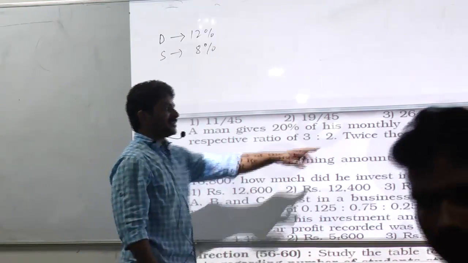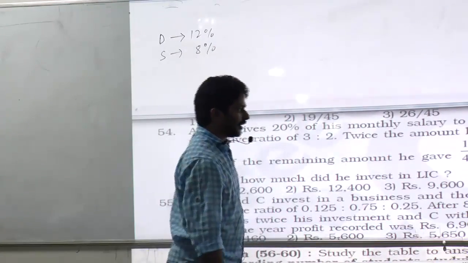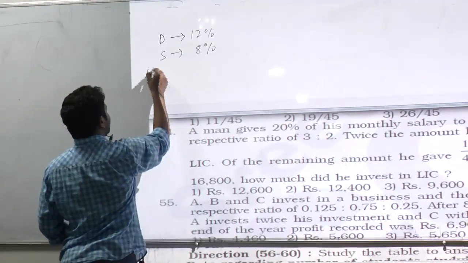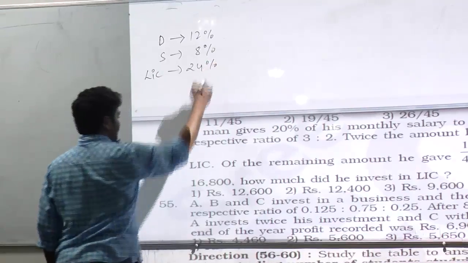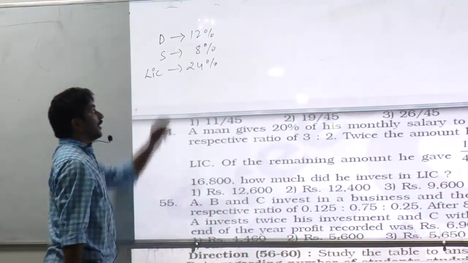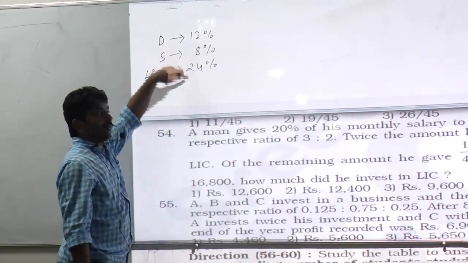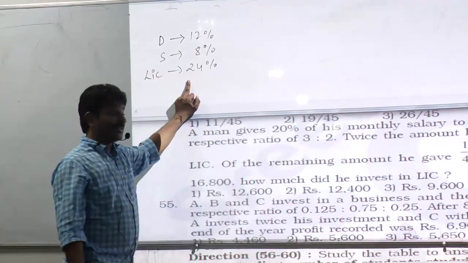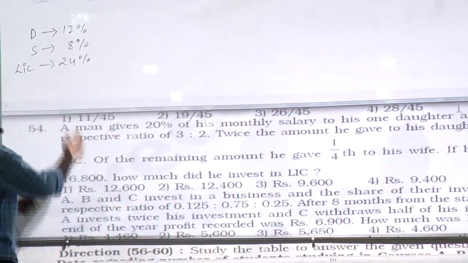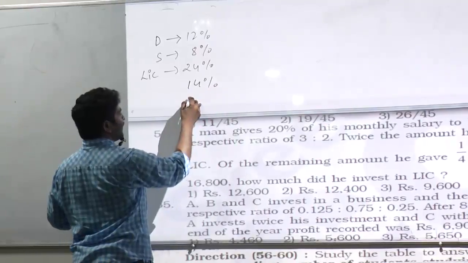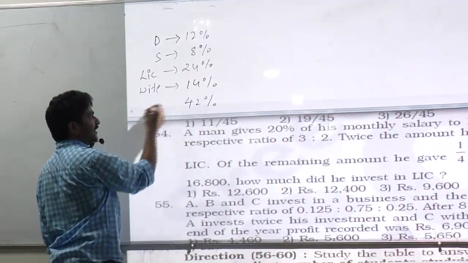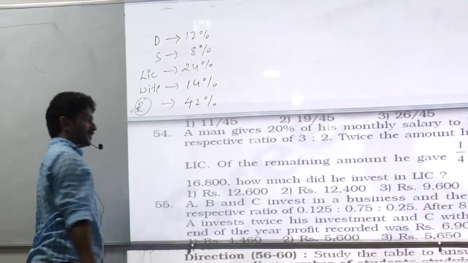Next. Twice the amount he gave to his daughter, he invested in LIC. 2 times of this. So in LIC he invested 24%. Next, of the remaining amount he gave 1/4 to his wife. Total how much is over? 44. Remaining 56. 1/4 of 56 goes to the wife, that is 14. So the wife receives 14% and the remaining amount is 42%.